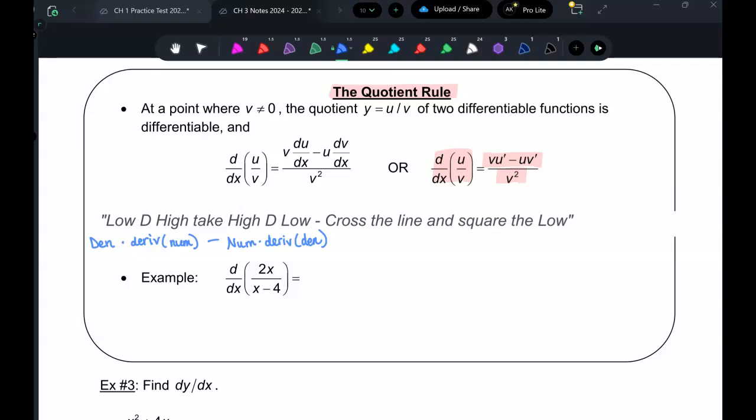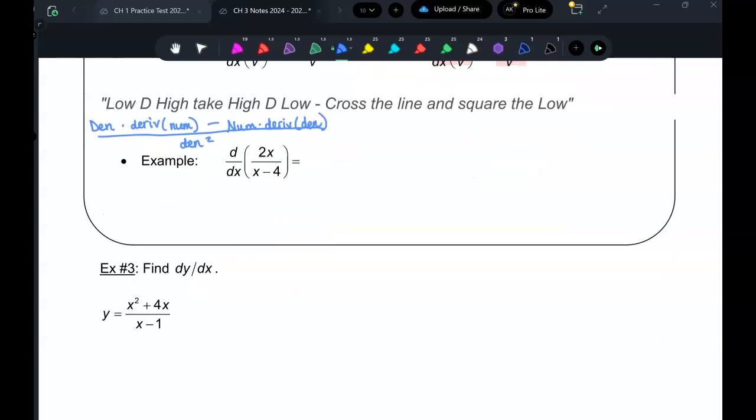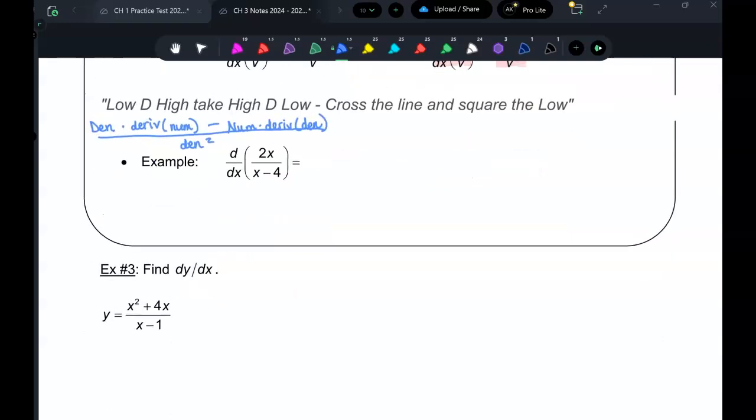Cross the line and square the low. Cross the line. Like you know it's a beautiful song if I still know it. And take the denominator and square it. I still know that. X equals negative B plus or minus square root B squared minus 4AC all over 2A. Yay. So you know that song. You'll remember the low D high take. I'll sing it to you before you go to bed every night.